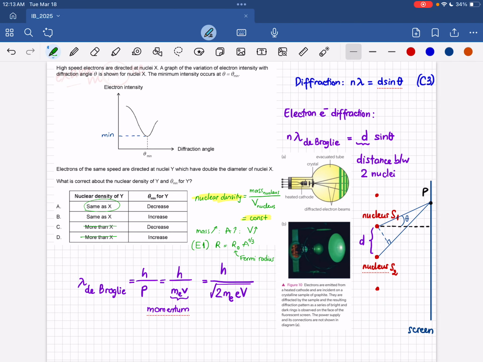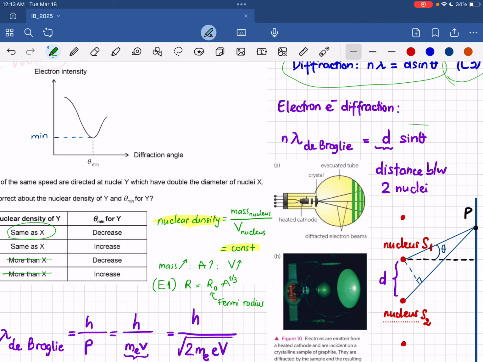Now, for electron diffraction, this question requires us to look back at the equations for diffraction of waves, in C3. And under topic E2, we consider that electrons can be modeled as waves. That's why there is also electron diffraction, and it would be the same equation as well.